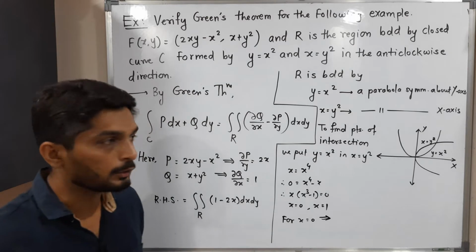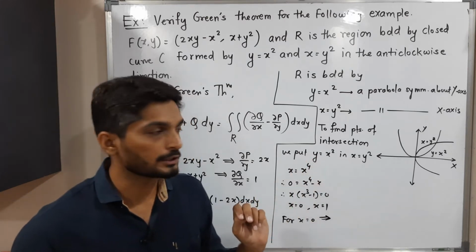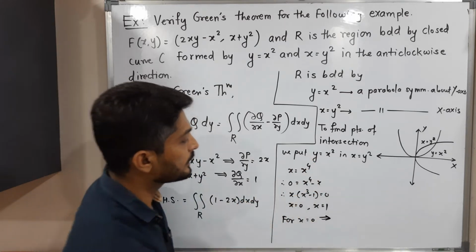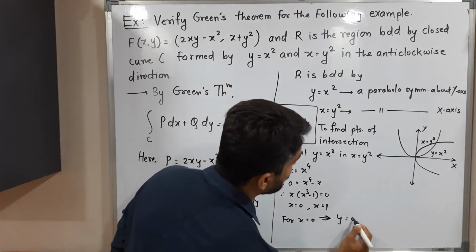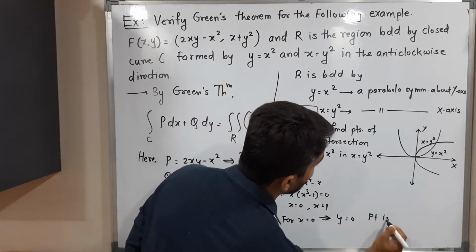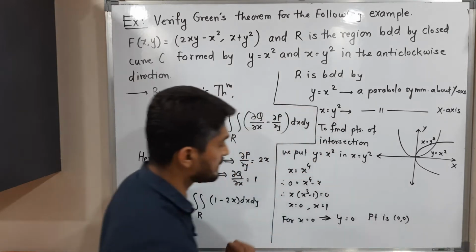For x is equal to 0, you can put that value in any one of these two equations. I will put it here. So you will have y is equal to 0. So the point is 0, 0. Both of them are 0.